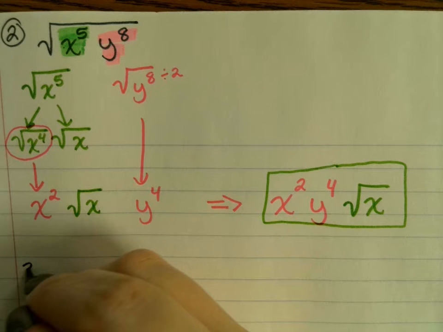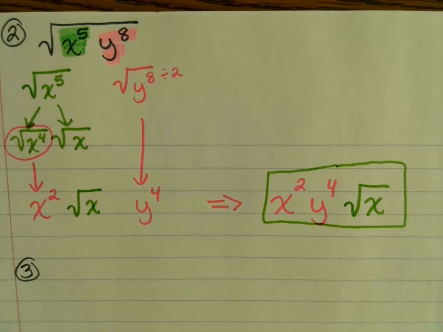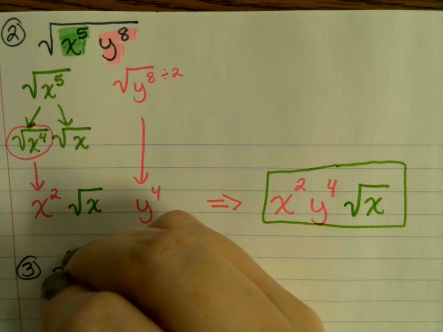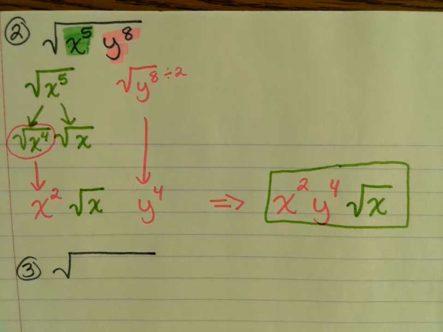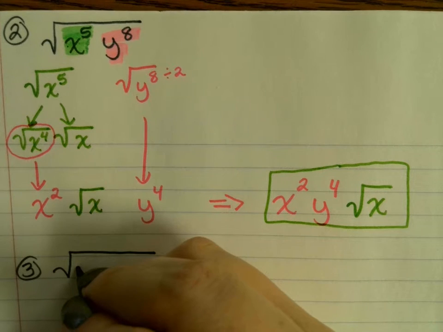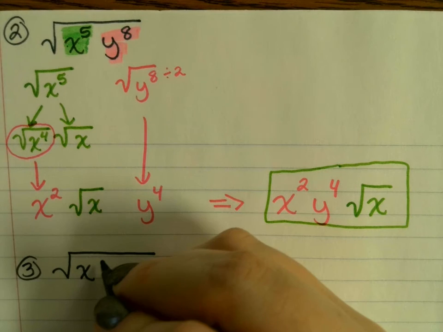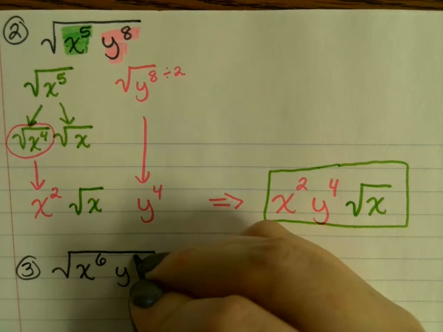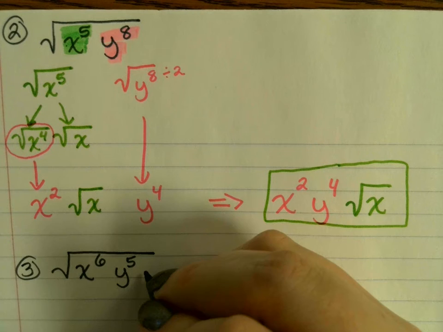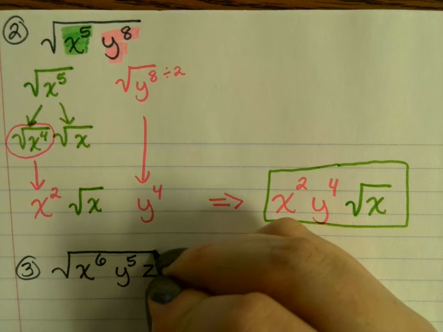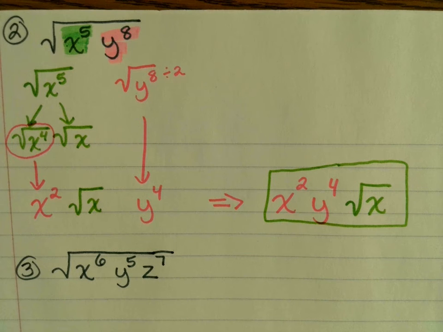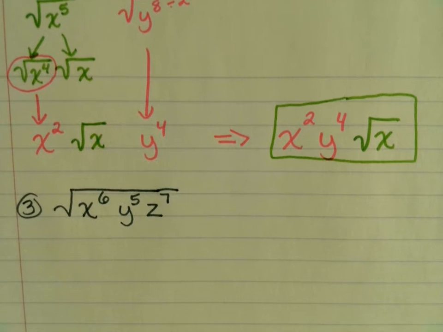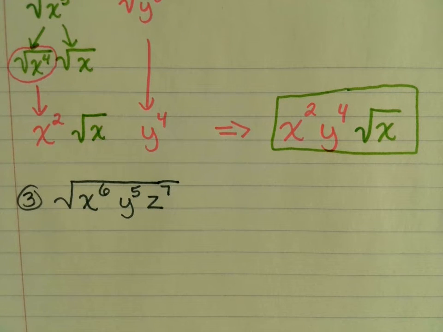I want you guys to try these two on your own. You're going to have square root of x to the 6th, y to the 5th, z to the 7th.